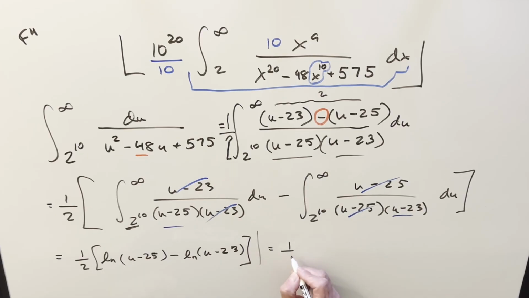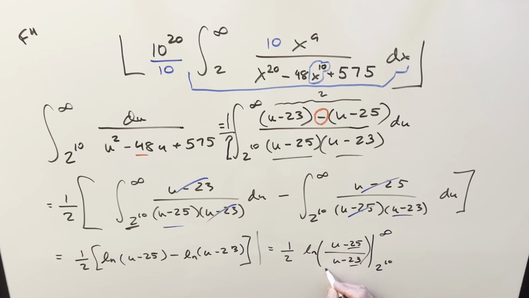But when we do that, we can write it as 1/2 natural log of (u minus 25) over (u minus 23), evaluated from 2 to the 10th to infinity. Now the infinity is going to be pretty nice, because if you do it out as a limit, the constant part's not really going to matter. The inside part is going to be approaching 1, natural log of 1. The whole thing is going to be approaching 0, so we just ignore that part.